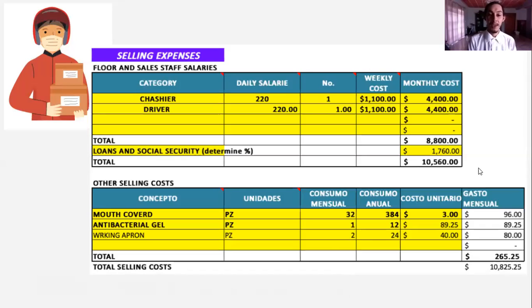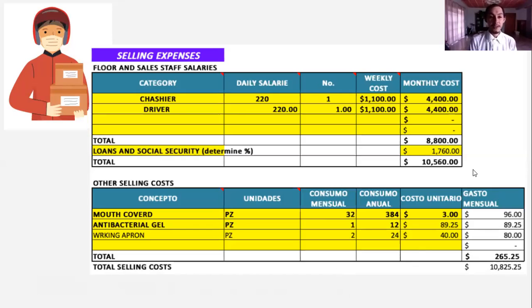First things first, we have the cashier and the driver, both earning a total of 220 pesos daily, with a weekly cost of 1,100 pesos and a monthly total of 4,400. This will bring our total to 8,800. After loans and social security, that's another total of 1,760, bringing our grand total to 10,560 pesos.